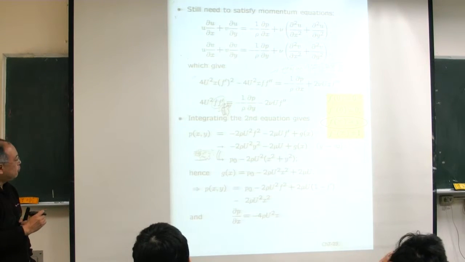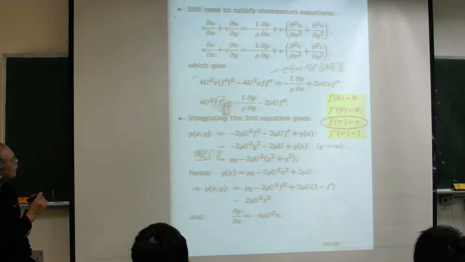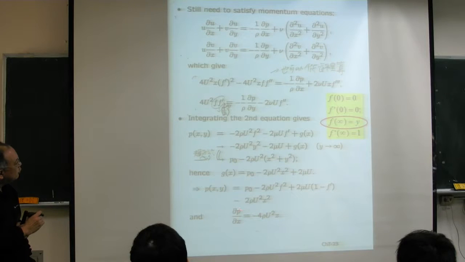Okay, so this is the pressure, and next we try to use this x momentum equation, because we already used the other one to find our pressure field. And this term here, partial P, partial x. So we have a pressure term like this. So partial P, partial x is only this term. This is constant, so this is cancelled. This is a y function, so this is cancelled. This is also a y function, so it is cancelled. So only this term here: minus 4 rho U squared x.